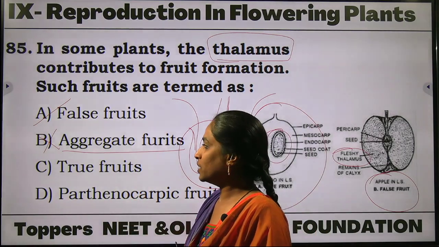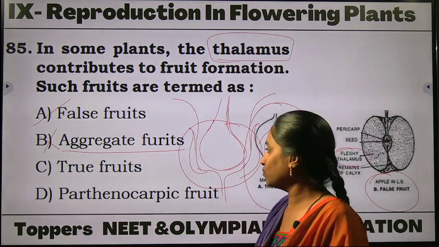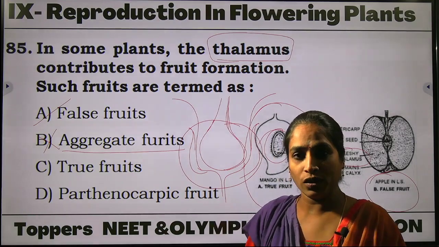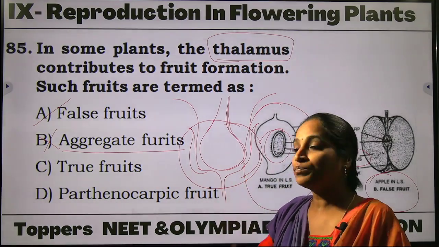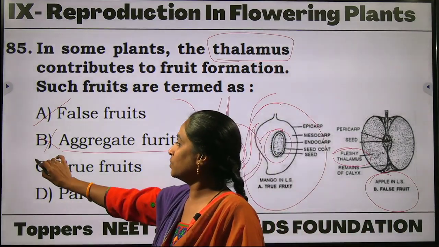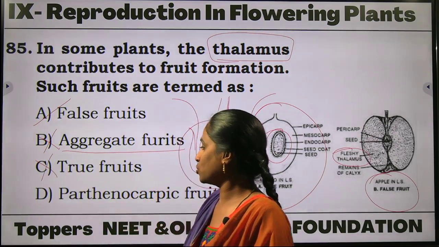So that is nothing but development of a fruit from the ovary. So apple is not developing from the ovary. The fleshy region of an apple is developing from the thalamus. So option C is also the wrong one.